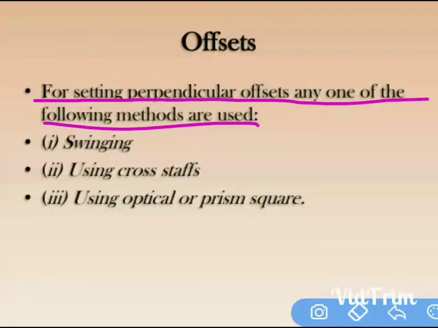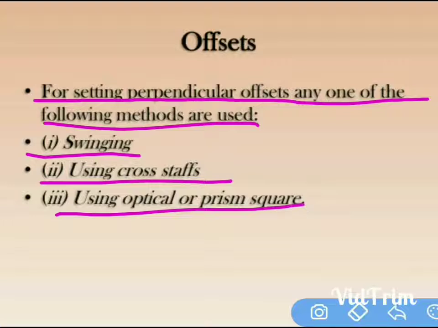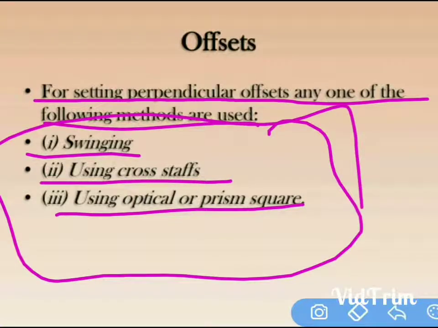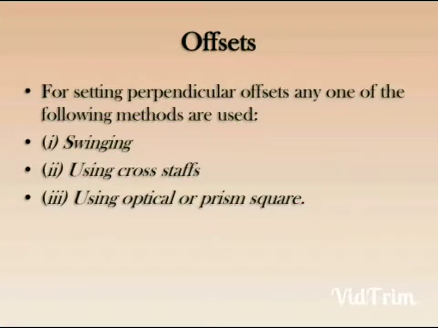Next, for setting perpendicular offsets, any number of following methods are used. So here, how are we setting the offsets? By swinging, by using cross staffs, by using optical or prism square. These three are most important. Nowadays they are asked in competitive exams like JE, UPSC, SSC, for all exams they will ask, right?